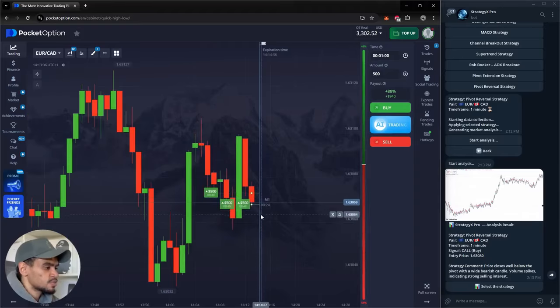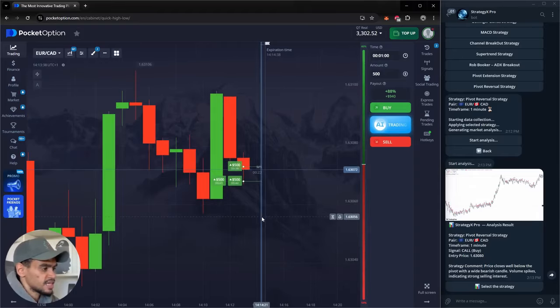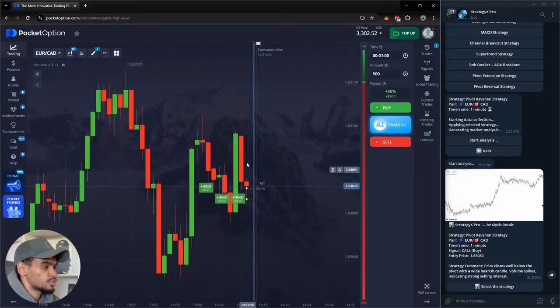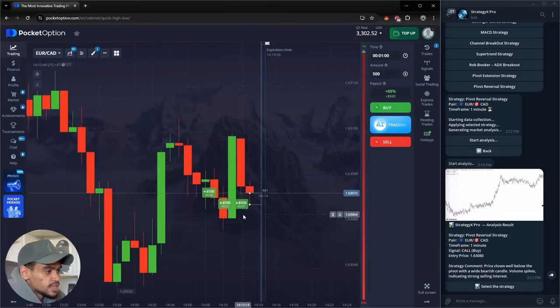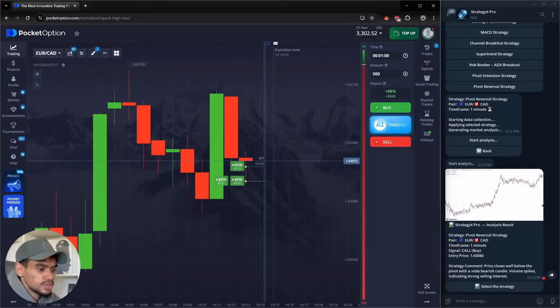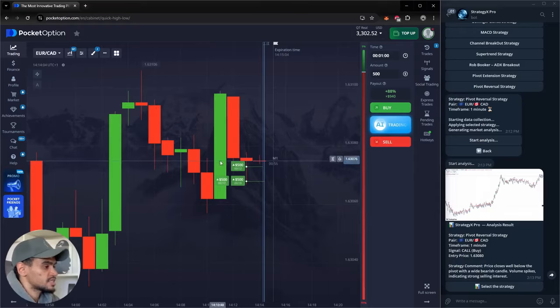But this market is extremely dangerous, and I am happy that I don't have to perform my own analysis, but I see how the price could just spike right now, go down and take me out with all my money right here. But let's see the reasoning for the robot to give us a buy position here. Price closes well below the pivot with a wide bearish candle, volume spikes indicating strong selling interest. So there we have it. The selling interest is definitely in there. We still get a buy position regardless.